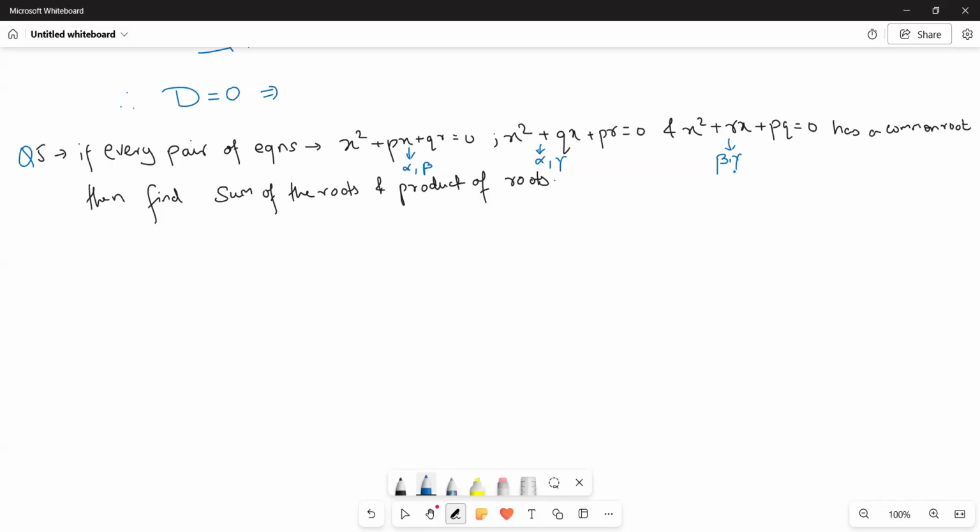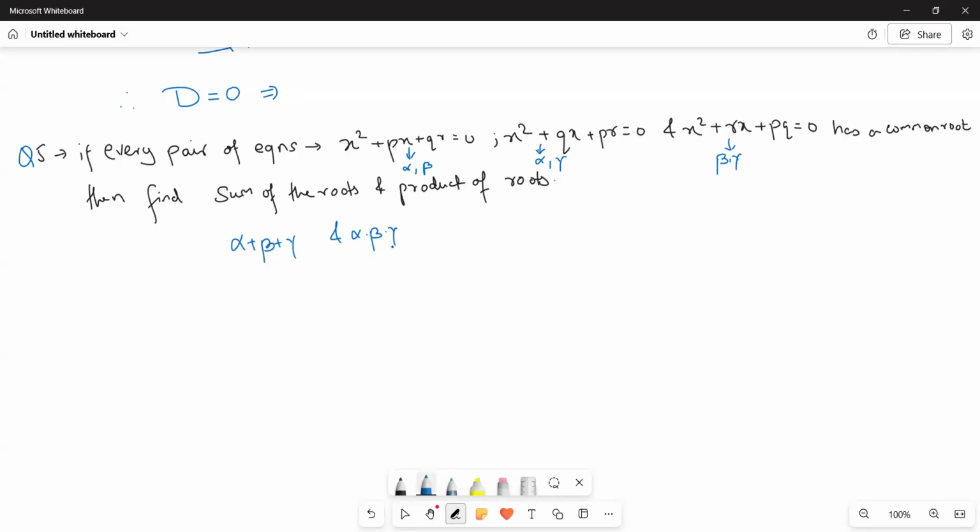Is everyone able to understand the distribution? Yes, sir. So if we take the roots of the first as alpha, beta, then the second would be alpha, gamma, and then that'll make the third as beta, gamma. So now our objective is to find the sum of the roots and product of the roots, which essentially means we have to find alpha plus beta plus gamma and alpha into beta into gamma. ये निकालना है.